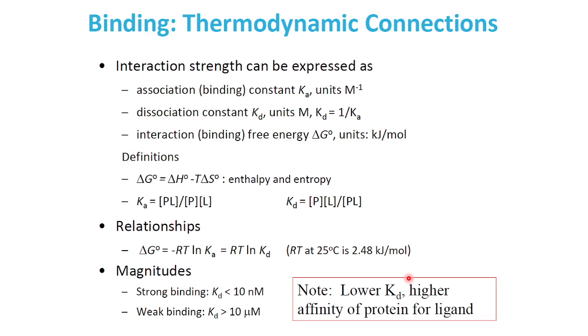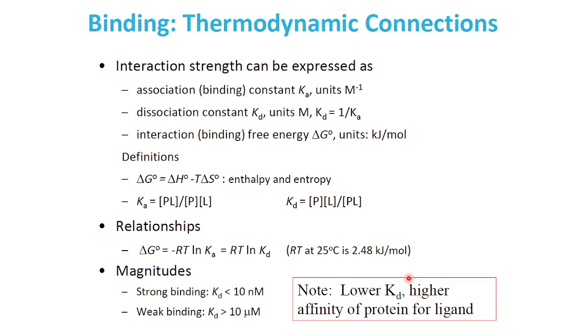Now, what is the thermodynamic connection of this particular binding? We talk about binding in terms of Kd, the dissociation constant. We need to understand that the interaction strength can be expressed as the association constant in units of molar inverse, or the dissociation constant Kd in units of molar, that is Kd equals 1 by Ka. And the binding free energy is also very important, that is delta G naught in kilojoules or kilocalories per mole.